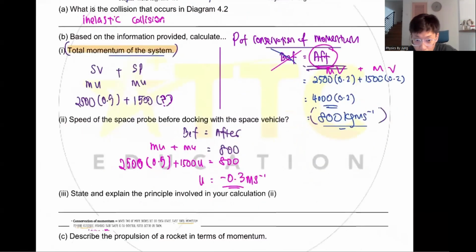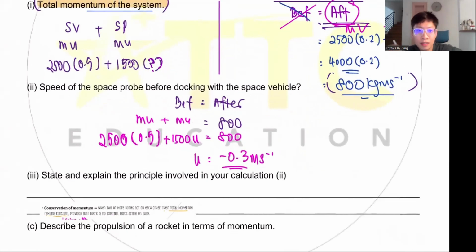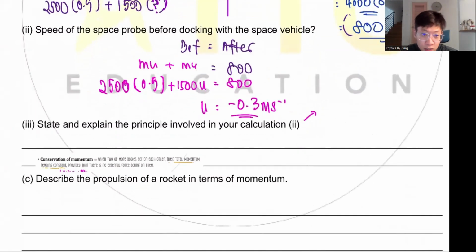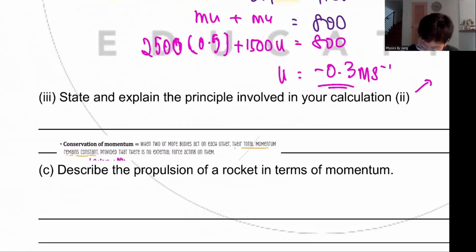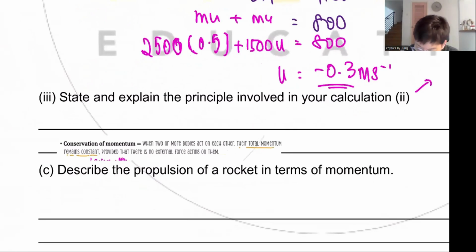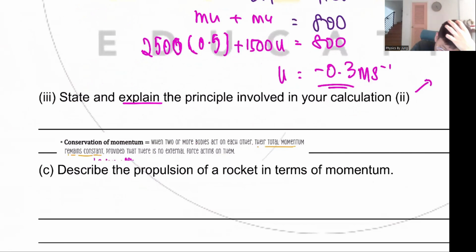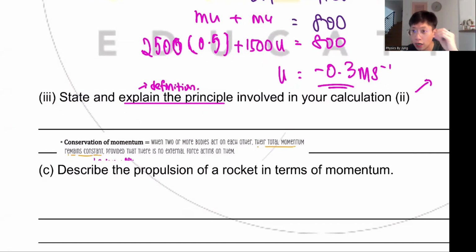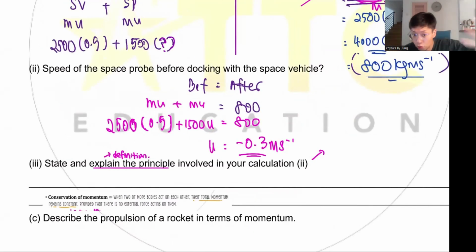Okay, after that, you see, they want you to state and explain the principle involved in your calculation. Sometimes that's why memorizing the definition is very important, so I purposely put the definition here. Teacher, do I need to write the definition? Yes, because if they want you to explain the principle, this also means you are actually required to write the definition of the principle. So the best and smartest way is to try to remember the definition of conservation of momentum. Okay, so what's the rule that we use here?